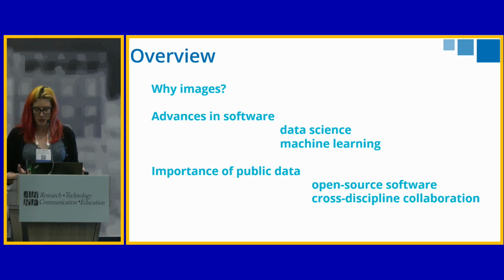So I'm going to talk you through why images, why do we care about them? Why do we pick images as our omics? I'm going to tell you about some advances in software and data science and machine learning that are enabling us to get even more quantitative information out of our images. And I will touch on, hopefully, the importance of public data, open source software, and cross-disciplinary collaboration, because those are three things that I care about a whole lot.